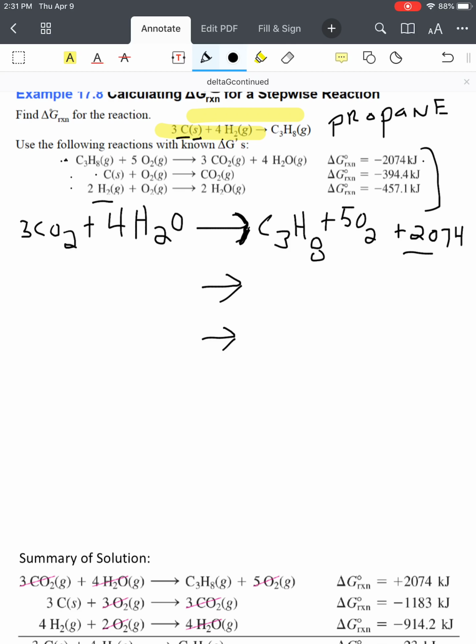So let's look at equation number 2. In equation number 2, as it's written right now, I'm using 1 mole of carbon solid. But in my desired reaction, it looks like I need 3, don't I? So I need to multiply that first reaction by 3. So I'm going to take 3 moles of carbon solid, and I'm going to combine that with 3O2.